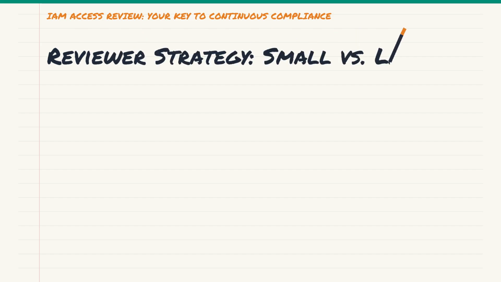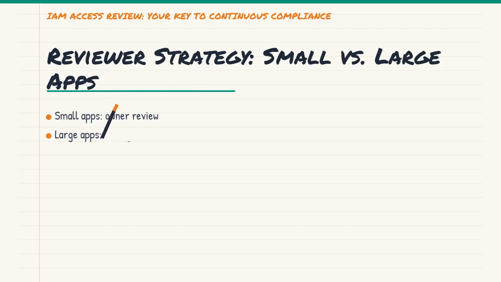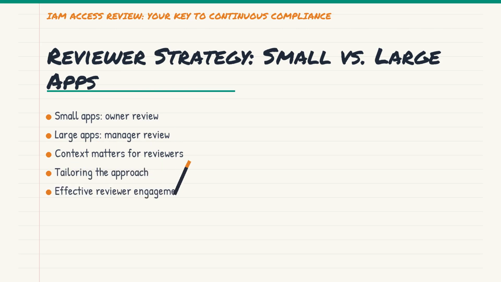When it comes to who reviews access, it can differ based on the application. For smaller, niche applications, it might be straightforward to ask the application owner directly. They likely know all the users who access it. But for large, enterprise-wide applications with thousands of users, the application owner probably won't know each individual. In these cases, it's much more effective to go to the managers of the users. They're the ones who understand their team's day-to-day needs and can assess if access is still appropriate.